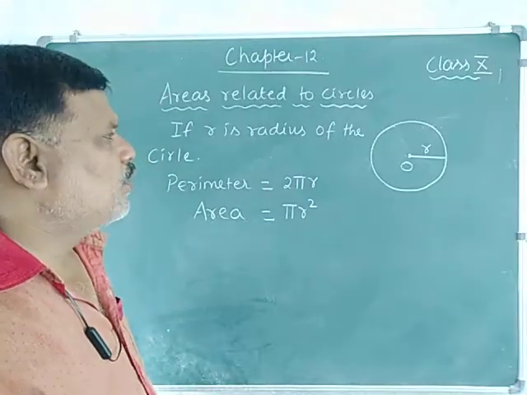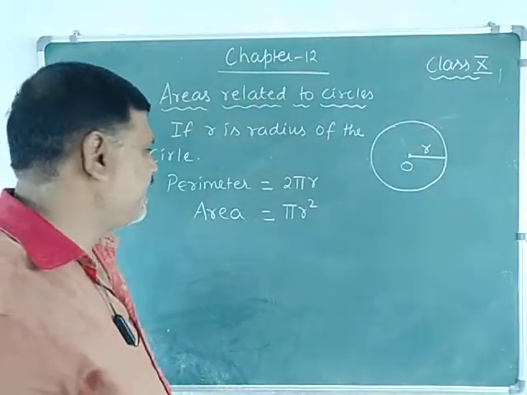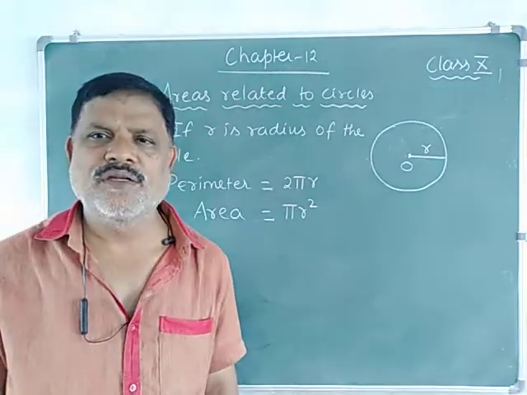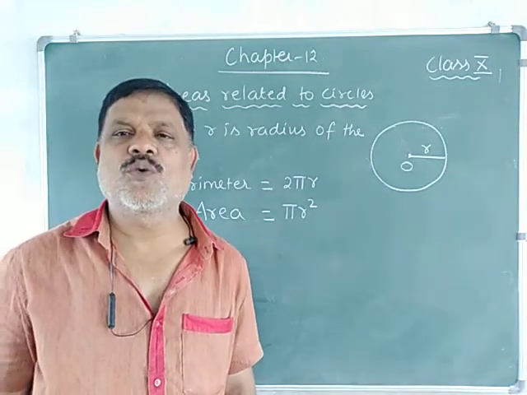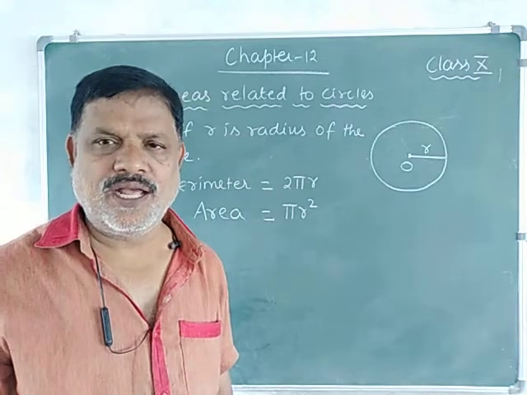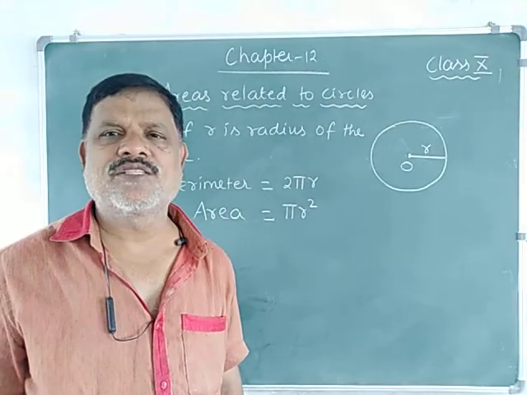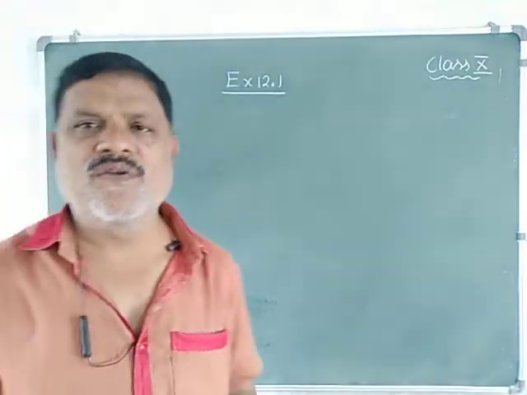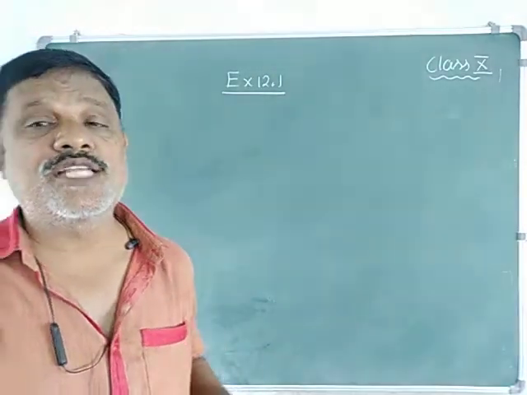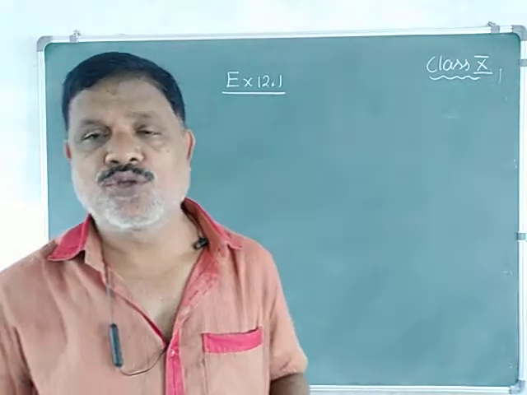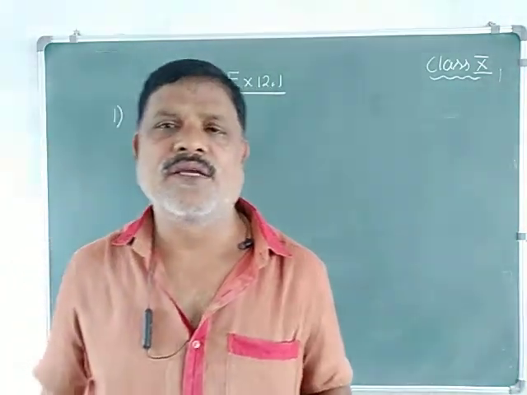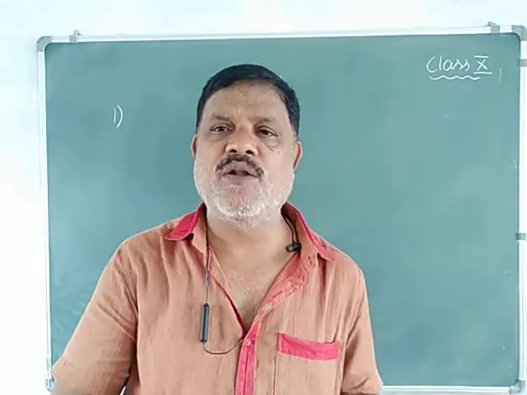Now, using these formulas, the perimeter of the circle and the area of the circle, we are going to solve exercise 12.1. Now let us start exercise 12.1. The questions I am not going to write on the board. You should have your textbook along with you when you listen to this topic. Now you see question number 1.